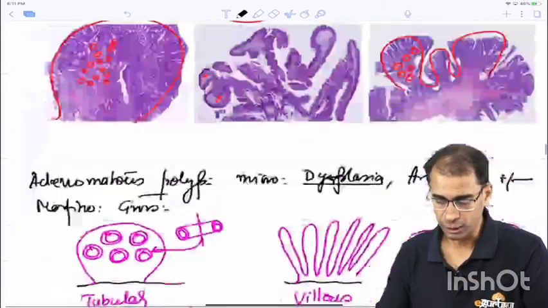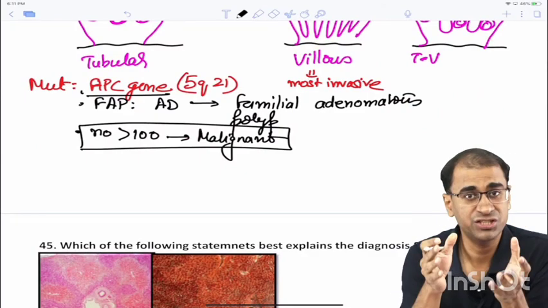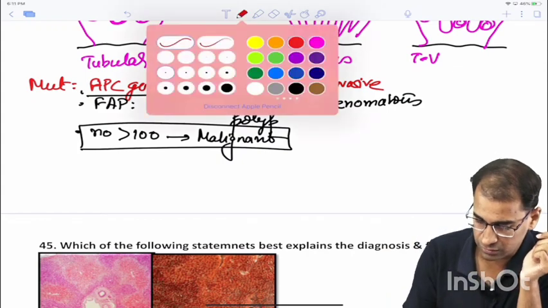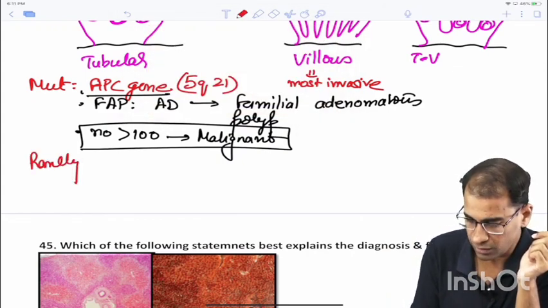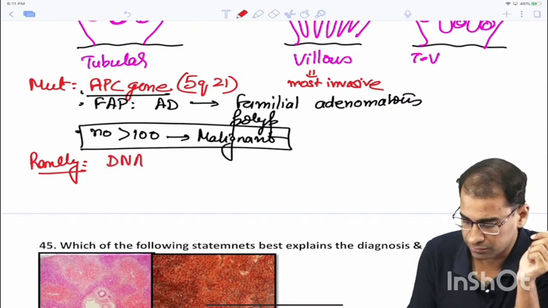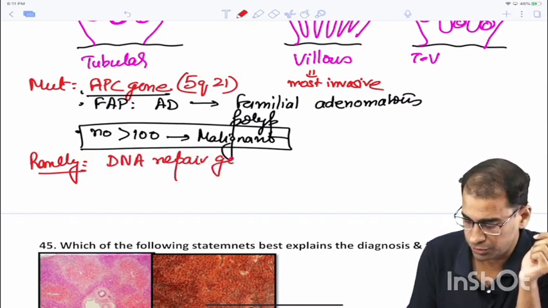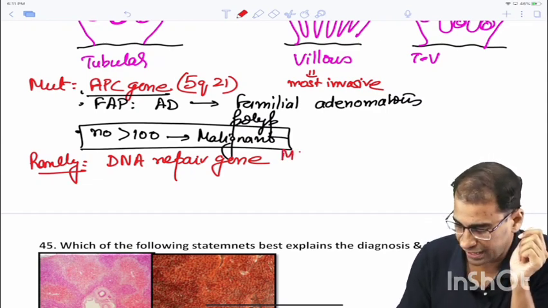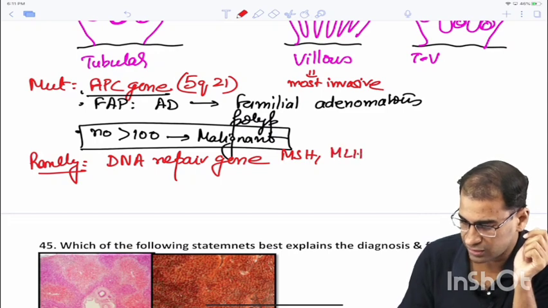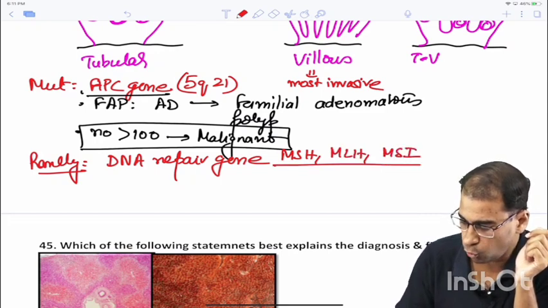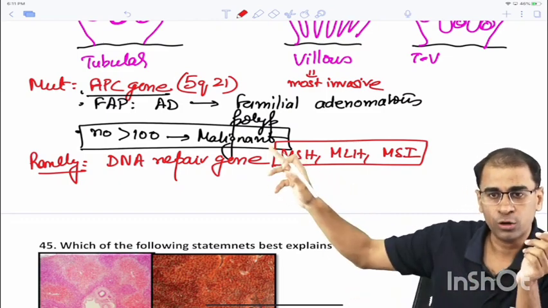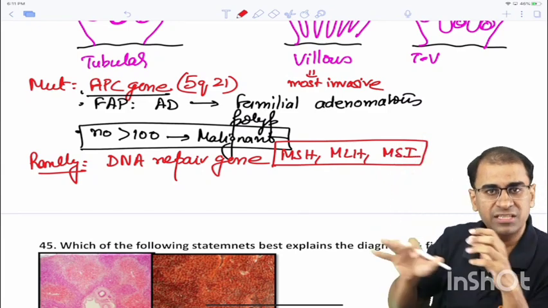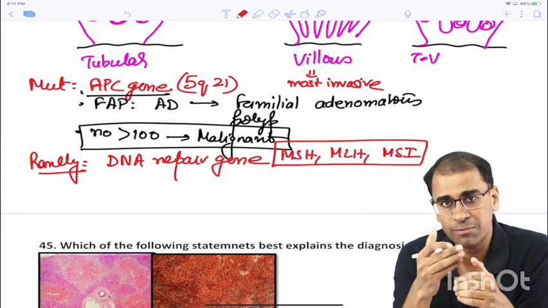Okay. Now, the patient doesn't always have an APC gene mutation. Sometimes, rarely, the patients have another mutation, called a DNA repair gene mutation. This mutation has names like MSH, MLH, or MSI. These all are microsatellite instability genes, which have an instability of the satellite region.